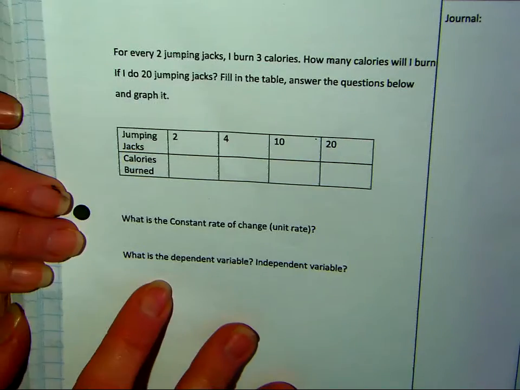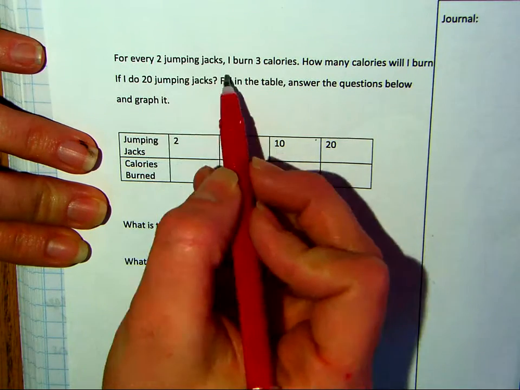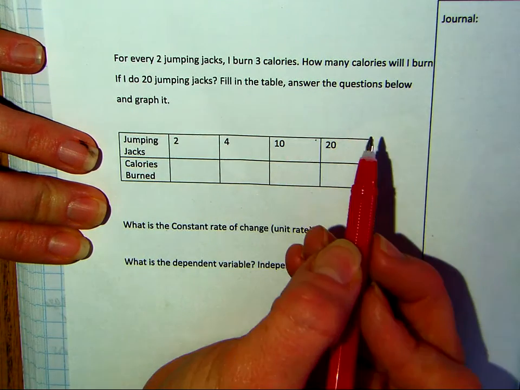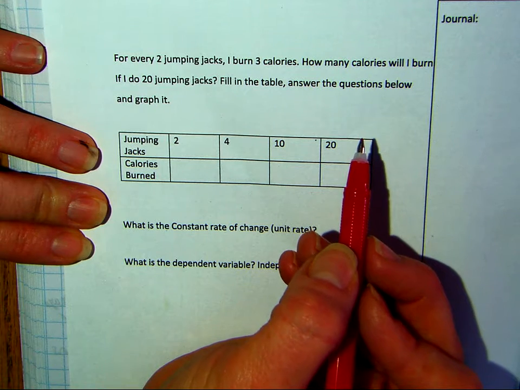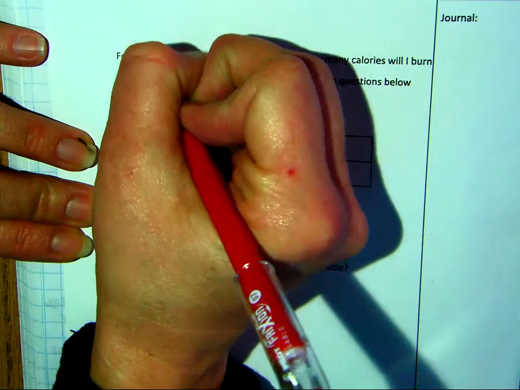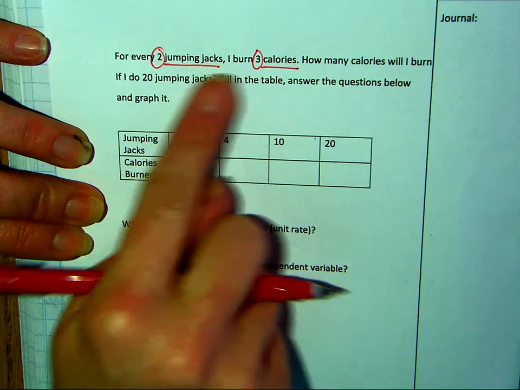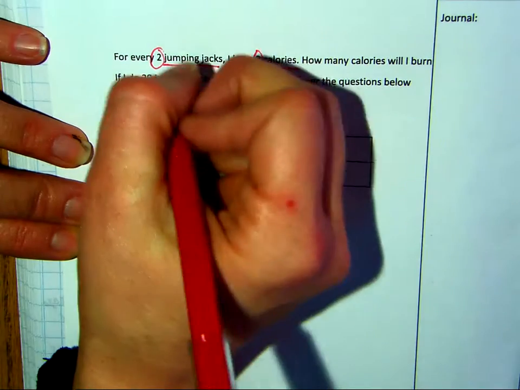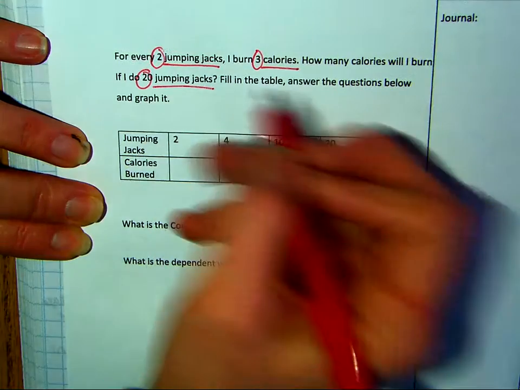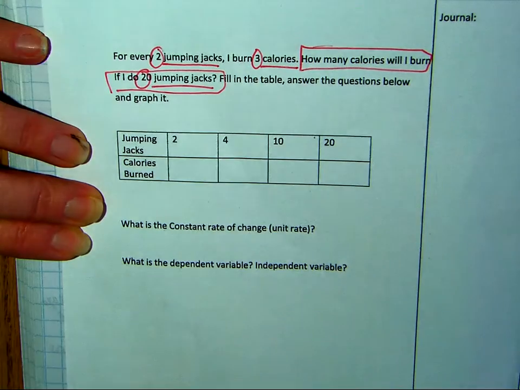So now you have a practice problem on page 71. Let's read it. For every 2 jumping jacks, I burn 3 calories. How many calories will I burn if I do 20 jumping jacks? Fill in the table, answer the questions below, and graph it. So let's circle our numbers, underline our words. 2 jumping jacks, you burn 3 calories. That is your question. How many calories will I burn if I do 20 jumping jacks?